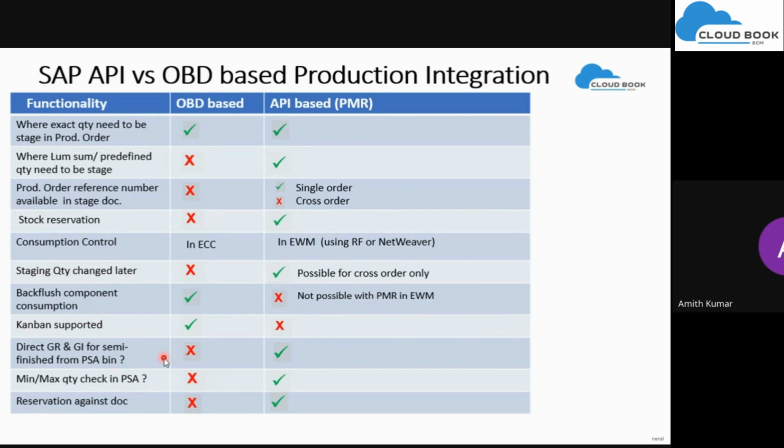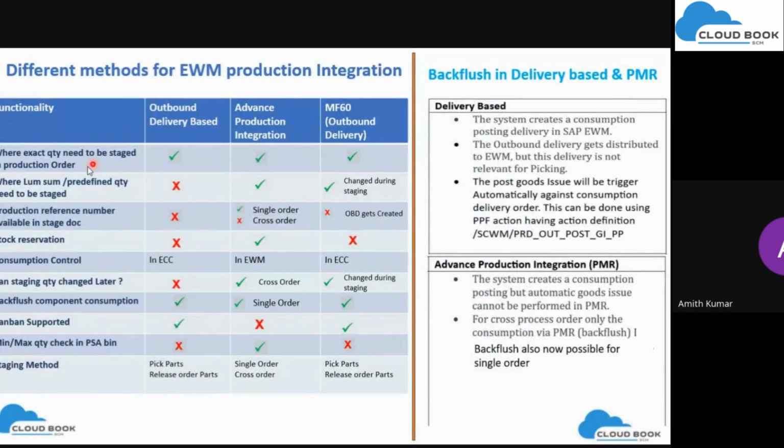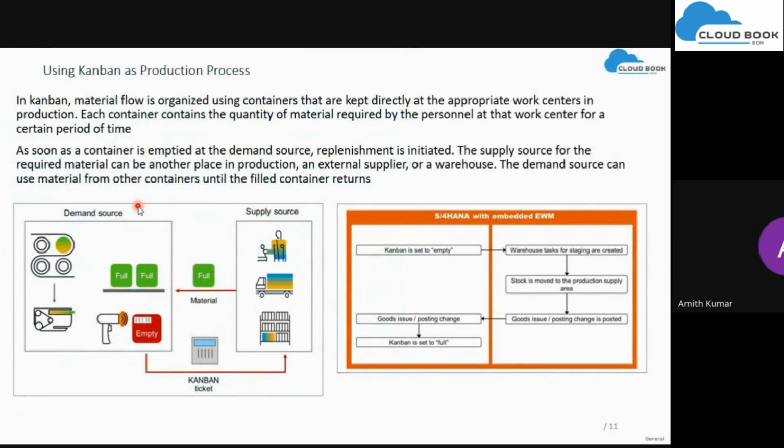The most important thing was the backflushing and the quantity, how we can stage between the two systems. Here again there are a few more important points. I think this PowerPoint will be available later, then you can go through it in detail. Okay, fine. Then let's try to understand one more process, which is also very important and widely used in many industries.